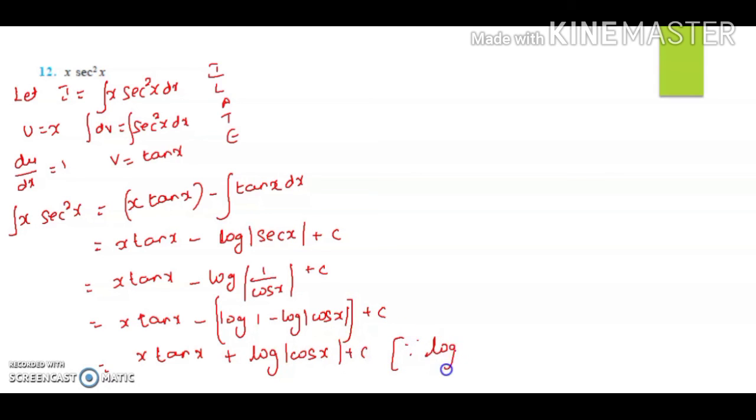Let me write here the reason: log 1 equal to 0. So this is equal to x tan x plus log modulus cos x plus c, which is the answer.